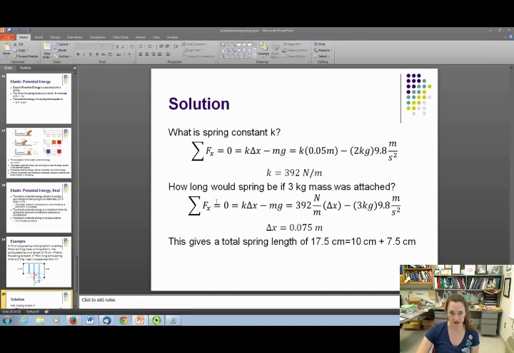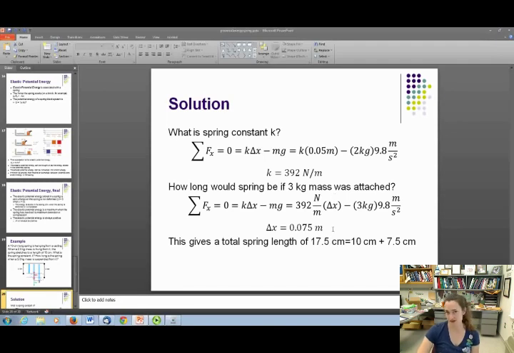Now, how long would that same spring be if instead of a 2-kilogram mass, I attached a 3-kilogram mass? Well, yet again, the sum of the forces in x would be equal to 0. So now I have k delta x minus mg. I know k now, so I can plug in 392 newtons per meter, but I don't know how long it is, so I leave it delta x. And then minus 3 kilograms times 9.8 meters per second squared. If I solve that equation, then I get delta x is equal to 0.075 meters.